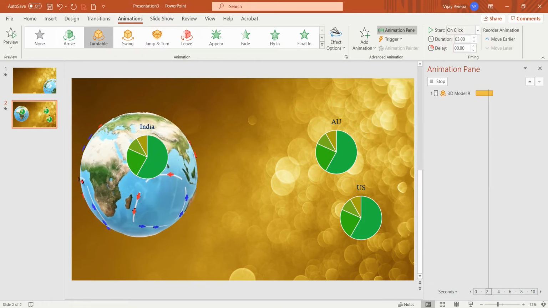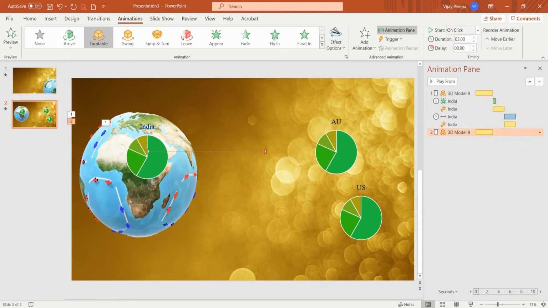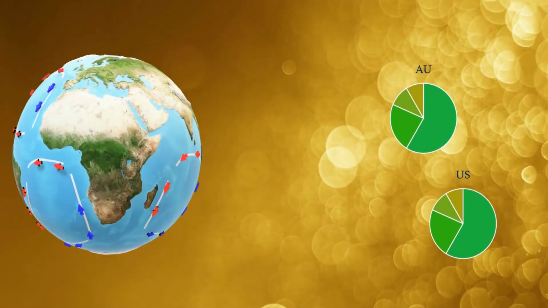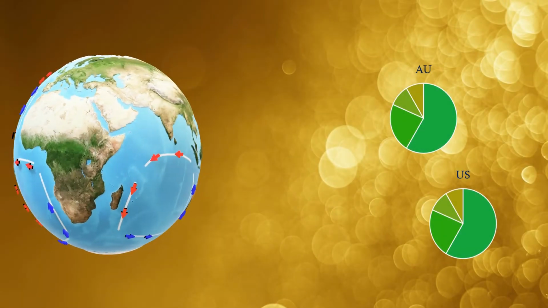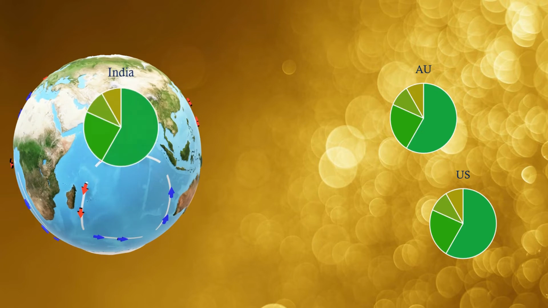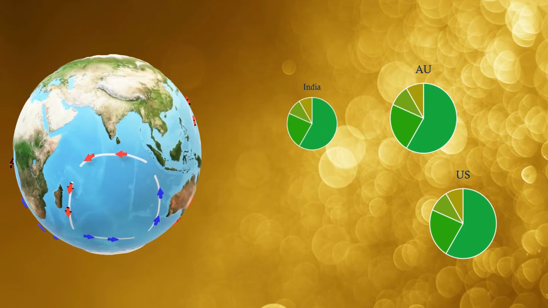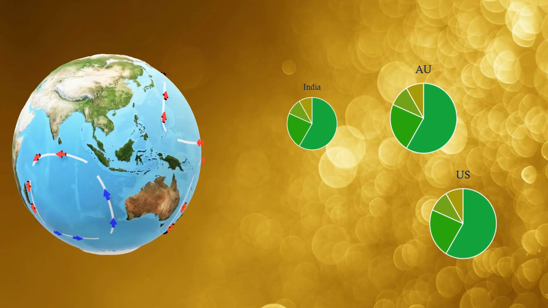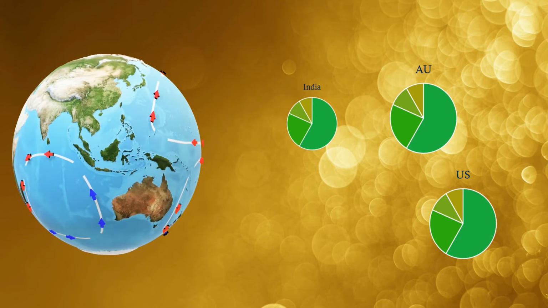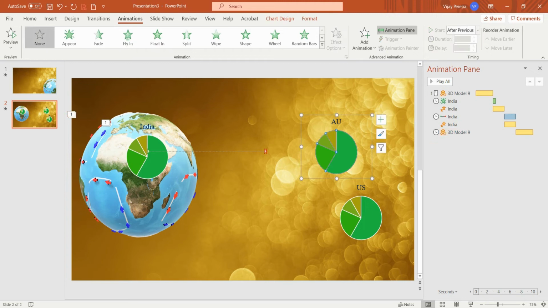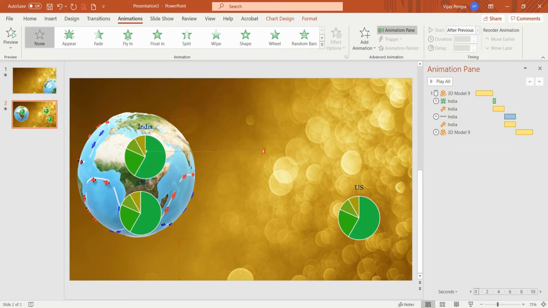I need to run the slideshow. For that, first let me make this not on click, but it should be after the previous action. So let me just select it, one single click. So now the earlier animations are all appearing. So first India is growing and coming there and standing there, and then now it is rotating, and then you can see Australia is appearing. Now Australia is somewhere here. So let me add the Australia chart like this.